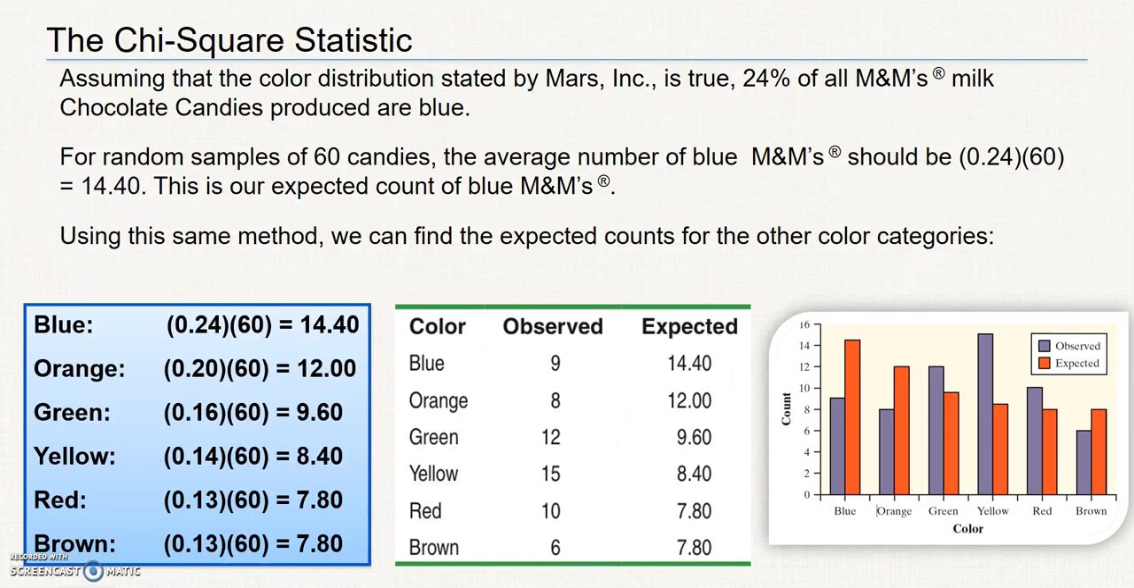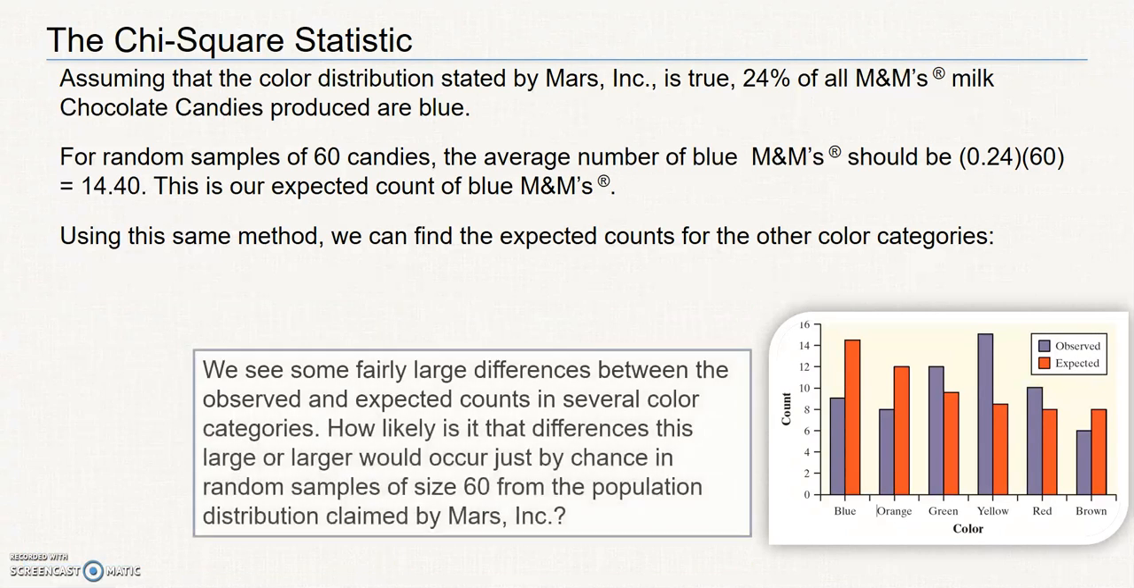So if you notice, we've got our six colors, with a list of our sample data. That's the observed count compared to the expected count, and you see that there are some differences there. The big idea here is how likely is it that differences this large or larger would occur just by chance in random samples of size 60 from the population distribution claimed by Mars?